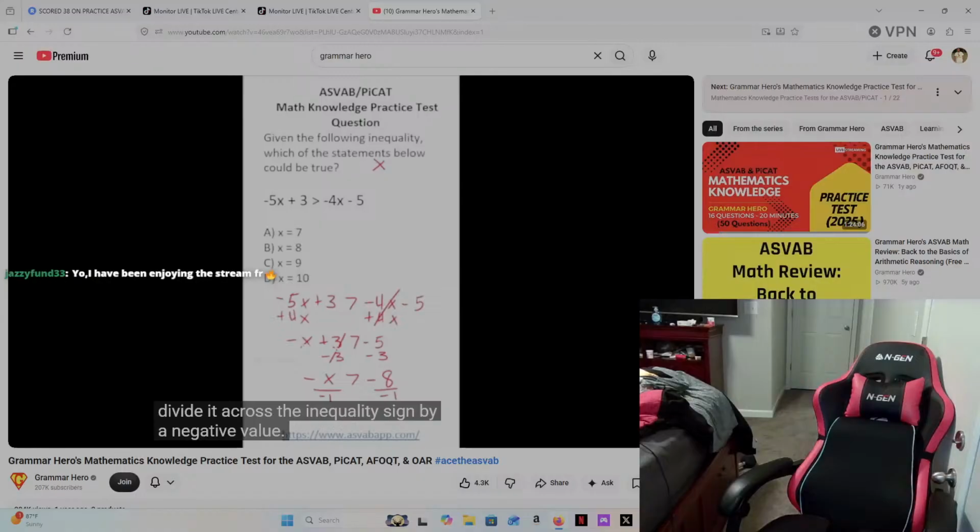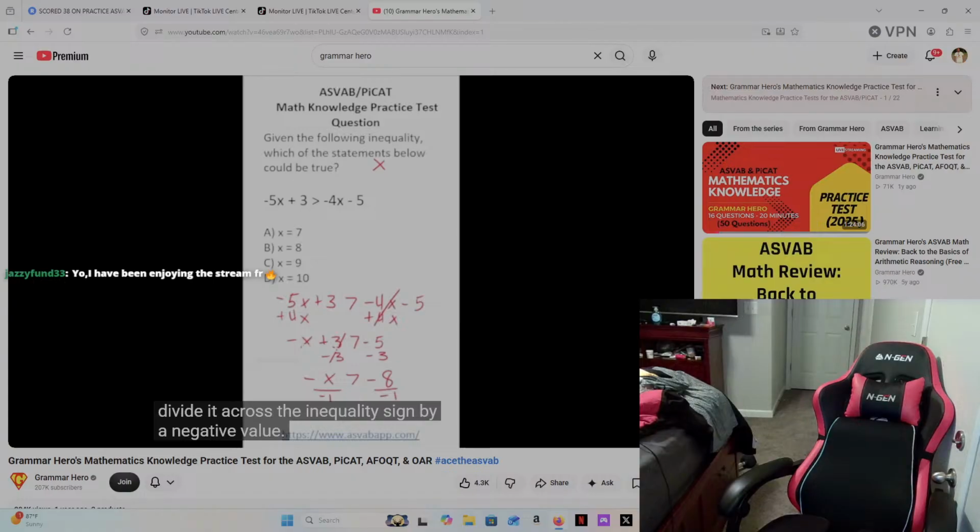This math knowledge practice test question for the ASVAB and PiCAT says if a equals negative 5, then a squared minus 9 equals. In other words, we're going to be evaluating the expression a squared minus 9 when a equals negative 5. In other words, we're going to plug in negative 5 for a and evaluate accordingly. Now, when you plug in negative 5, you want to make sure you do it correctly. In this case, I'm going to use a set of parentheses to indicate that the negative is also going to be squared. So this is negative 5 squared minus 9.